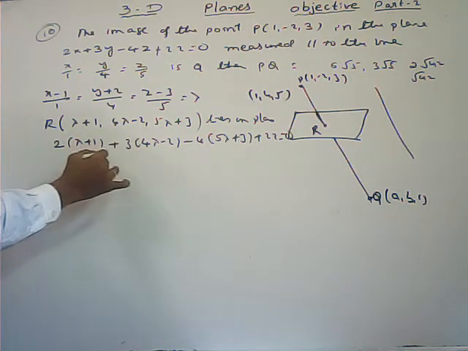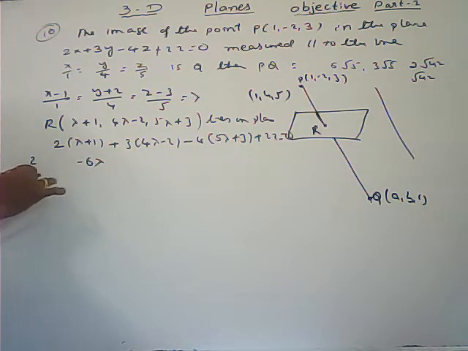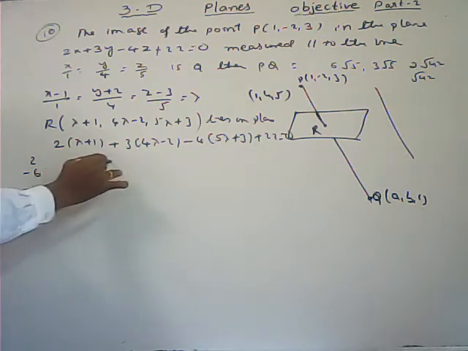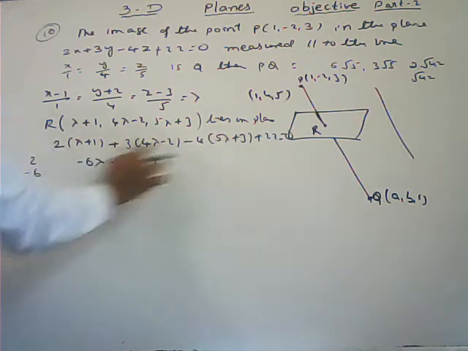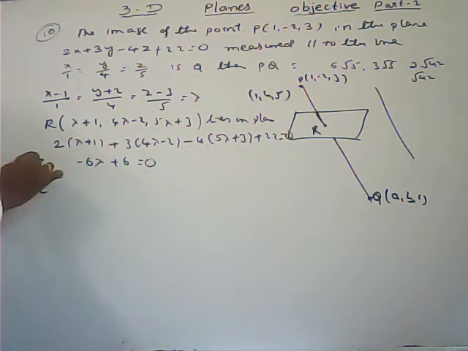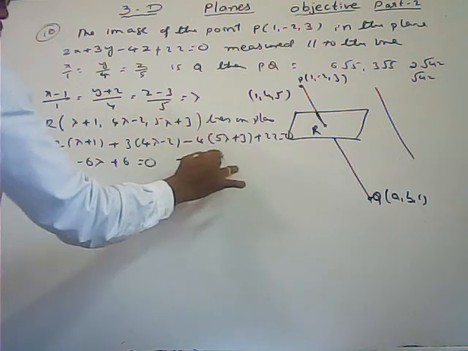12 lambda, 14 lambda, minus 20 lambda gives minus 6 lambda. Constants: 2 - 6 - 12 + 22 = 6. So minus 6 lambda plus 6 equals 0. 22 plus 2 is 24, minus 18 plus 24 is plus 6 only. So lambda is equal to 1.